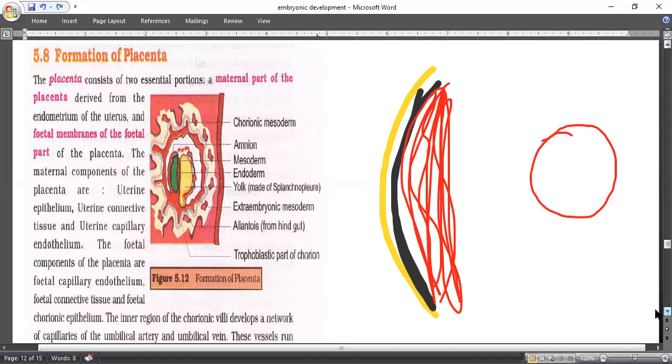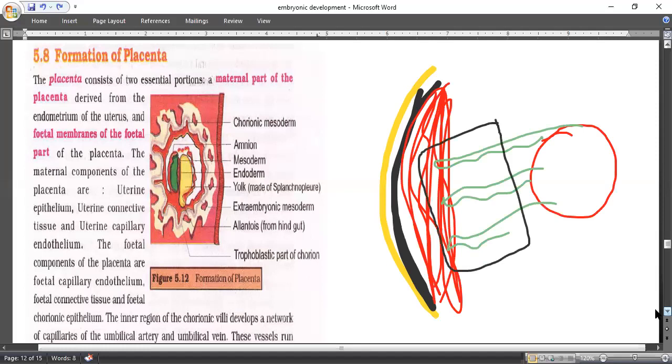Villi will take with green color, so that you can understand. Okay, so I'll put a box in between. There you can understand whom we call placenta. This is called placenta. In the placenta, one is from the mother side, the maternal part of the placenta, that means endometrium. The other is the baby side, the fetal side. On the fetal side, who is participating? Chorion is participating.